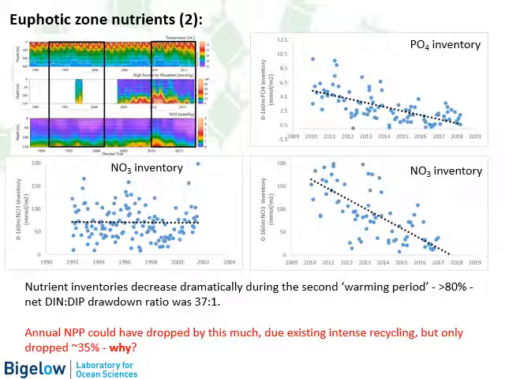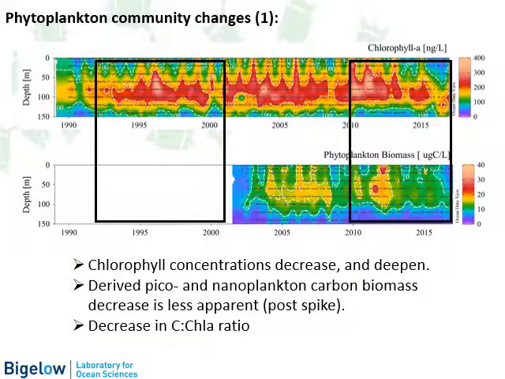So the annual NPP could have dropped by over 80%, but in fact it didn't. And I would argue that due to intense recycling, it only dropped by 35%. So what's the data to support that? So let's start with the phytoplankton community in total.